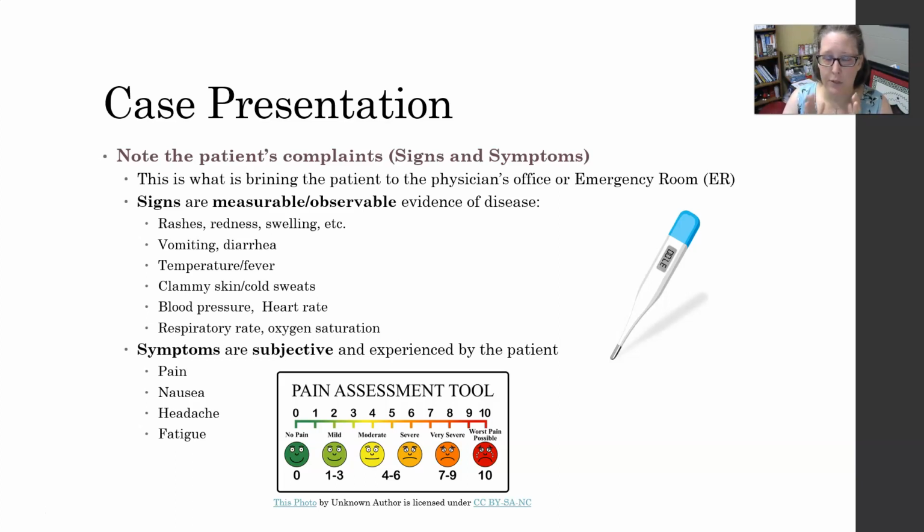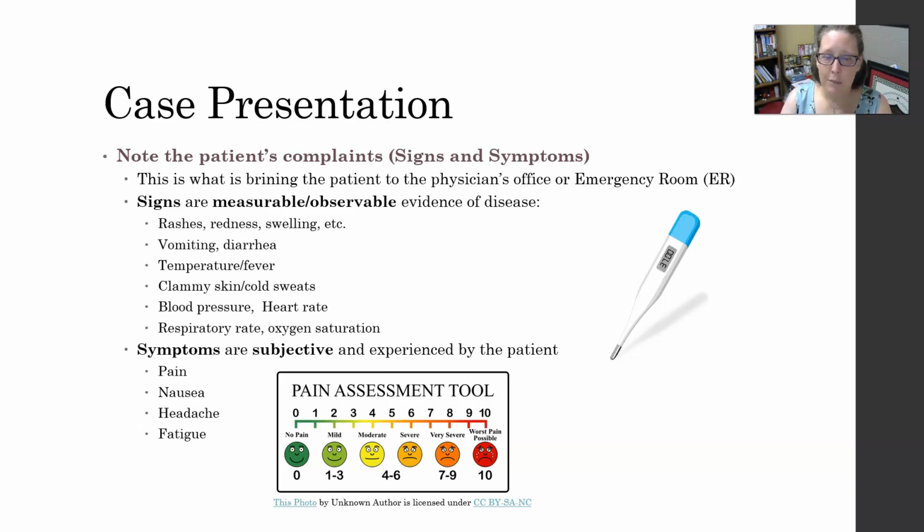These are, for example, rashes or redness on the skin, swelling of a limb, vomiting, diarrhea, temperature, as in fever, clammy skin, cold sweats. You can usually see that. Blood pressure, elevated or low, heart rate, again high or low or normal, respiratory rate, oxygen saturation. These are often lumped in under vital signs and other types of observations.